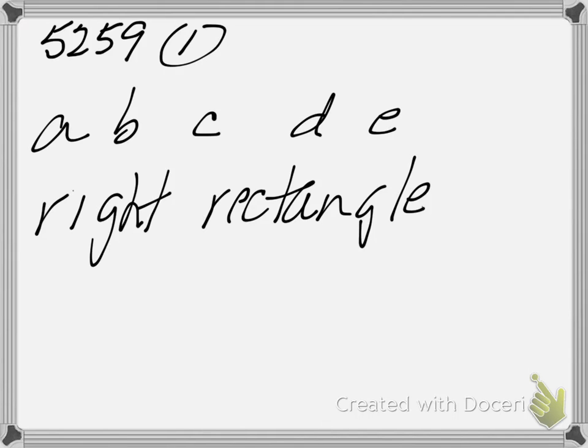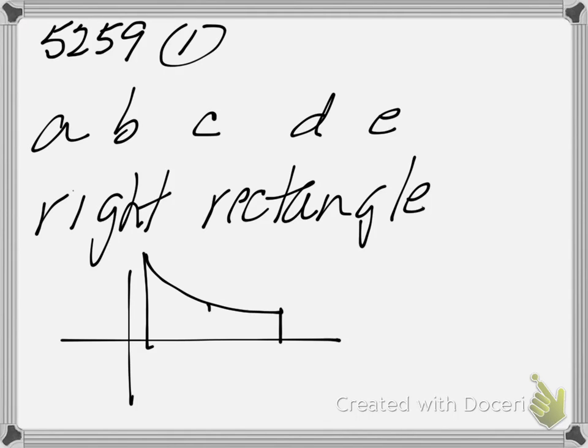Okay, if you look at A, it looks like this. So if I wanted to make right rectangles, let me get another color. So I make my first one, make my second one. You could see this is an under approximation. So that means A could not be the answer. We'll take that out.